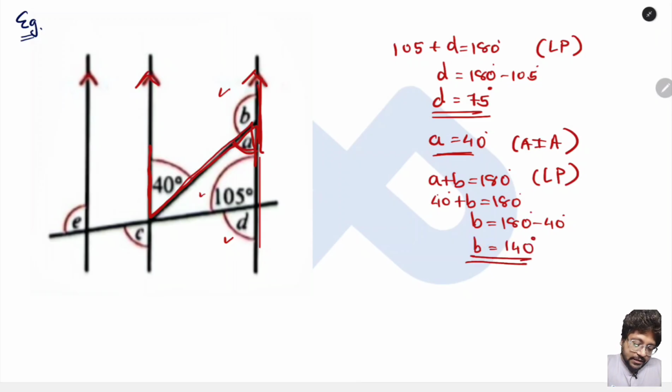Now e and c are left. Now forget about this line, but this 105 and e, they are corresponding angles because these two lines are parallel to each other and they are on the same position on two different parallel lines. So they are corresponding angles and corresponding angles are equal. So e is directly equal to 105. Reason is corresponding angles.